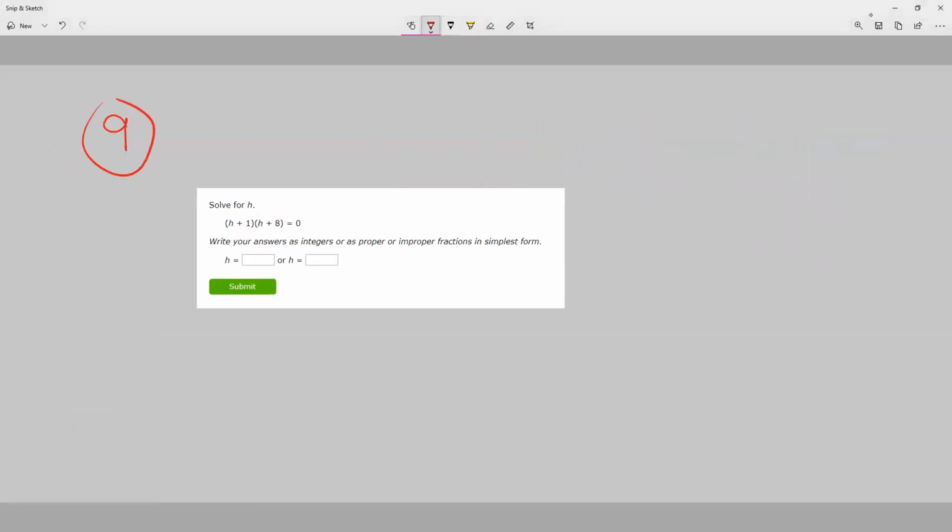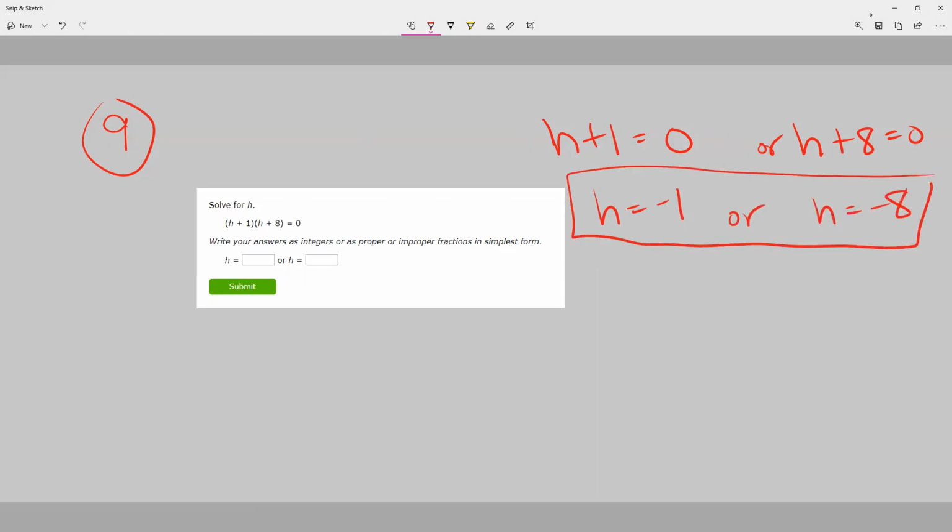Here I have two binomials. So notice that this looks a lot like what happens after I factor. So either h plus 1 equals 0 or h plus 8 equals 0. So if h plus 1 is 0, then h is -1. Or if h plus 8 equals 0, then h is -8. So these are my two solutions.